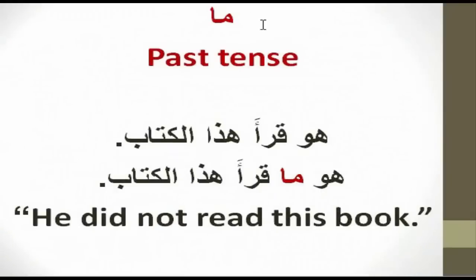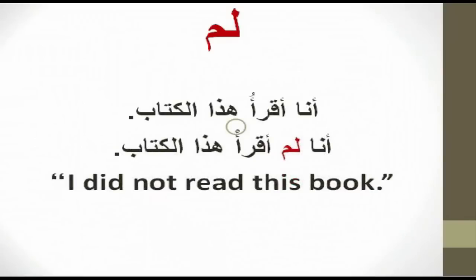So, ma again is used to negate past tense verbs and should be added before the past tense verb. The next particle is lam. Lam is also used to negate past tense verbs. However, it must be followed by the present form of the verb. Remember that. Lam is used to negate past tense verbs, but it should be followed by the present form of the verb. Let's see the example over here.